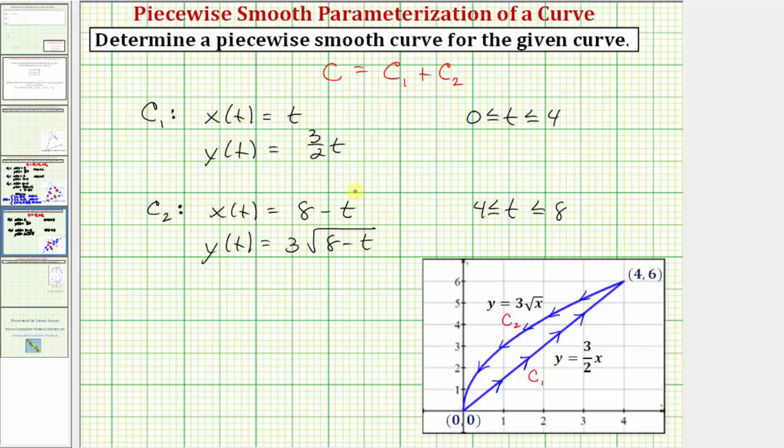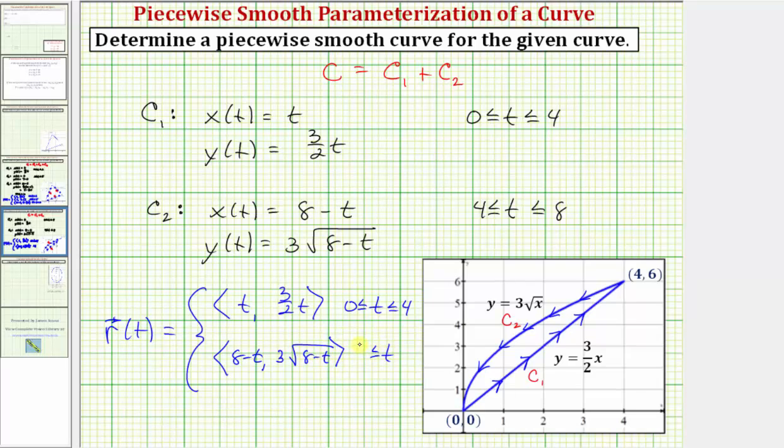These parametric equations make the curve C a piecewise smooth curve. Let's also write this as a vector-valued function. We can say that r of t is equal to, well, for curve C sub 1, the x component is t, the y component is 3 halves t, where t is on the closed interval from 0 to 4. And for curve C sub 2, the x component is 8 minus t, and the y component is 3 times the square root of the quantity 8 minus t, where t is on the closed interval from 4 to 8.